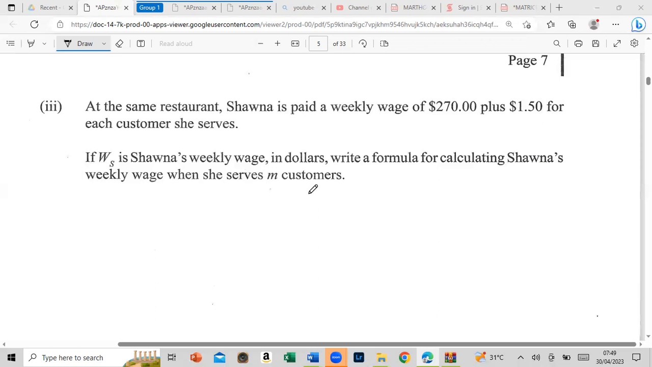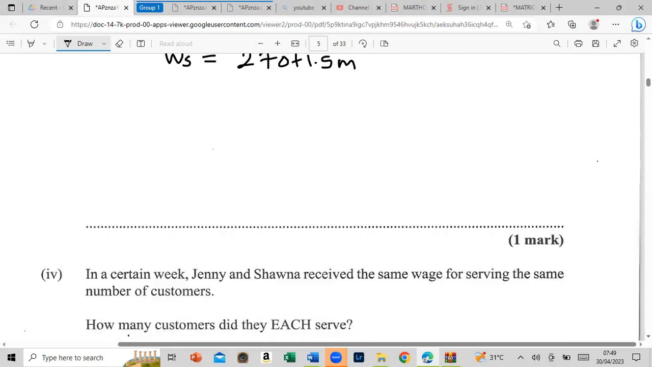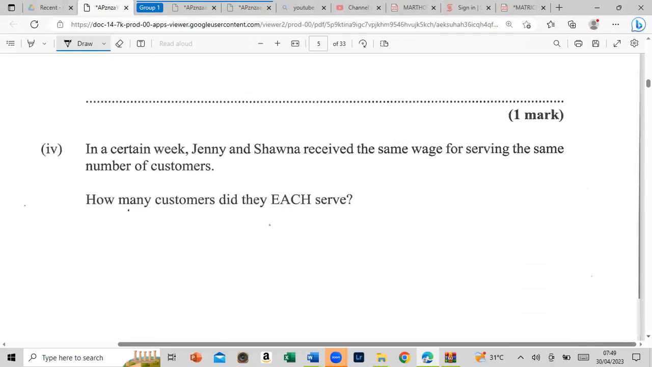All right, that was very easy. It says the weekly wage, so that's W_S. Shanna uses 270 plus 1.5, and they say which letter represents the number of customers served? M. So this would be the answer. This can work for more than one mark, guys. It has to be one mark.